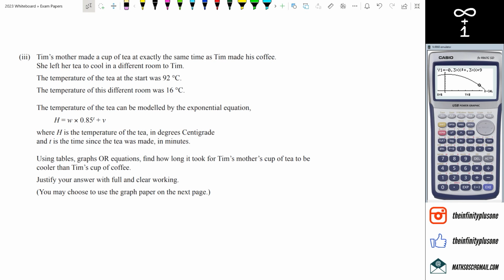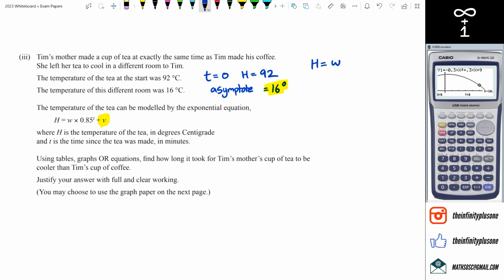Alright guys, so with this question, the first thing that we need to do is come up with the equation for this T, right? A couple of things to notice: the temperature at the start was 92 degrees. So when t is equal to 0, we know that the temperature is equal to 92. It also says that the room temperature was 16 degrees, so that means the asymptote is equal to 16 degrees. So we can see that this little v here is going to be the asymptote, which is 16 degrees. So let's work that out first.